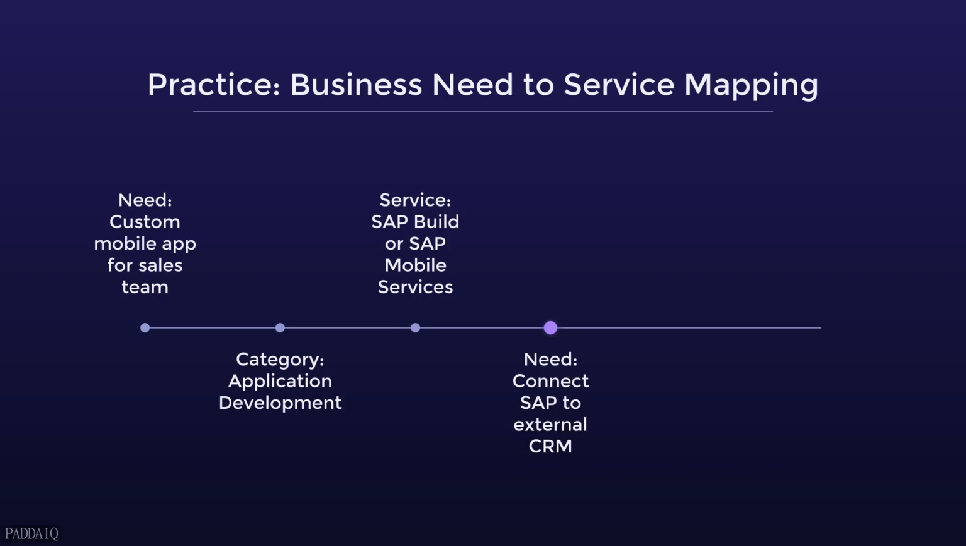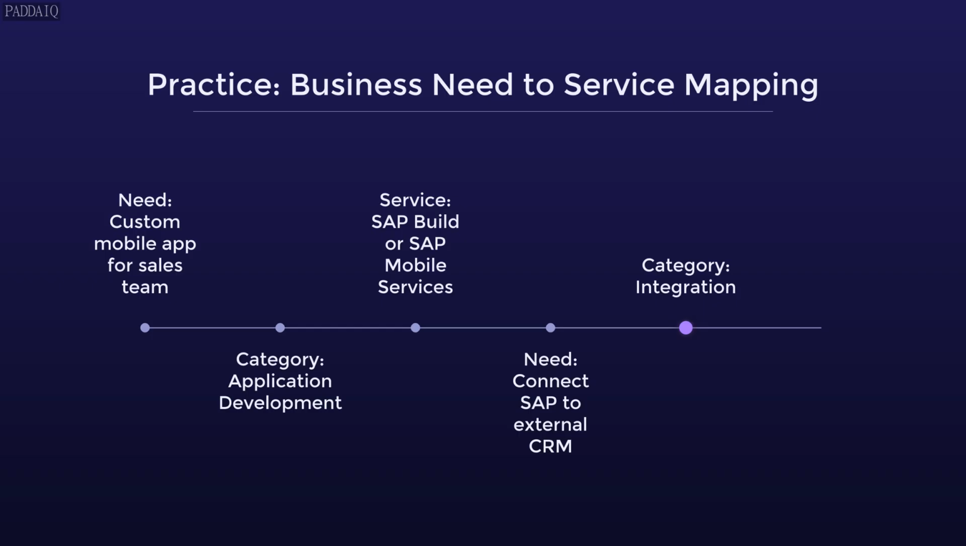Need: connect SAP to external CRM. This means linking your core SAP system with a separate customer management tool. For example, when a salesperson updates a client's details in the external CRM, this change should automatically appear in the SAP system. This direct connection ensures your customer data is always consistent and up-to-date across all platforms.